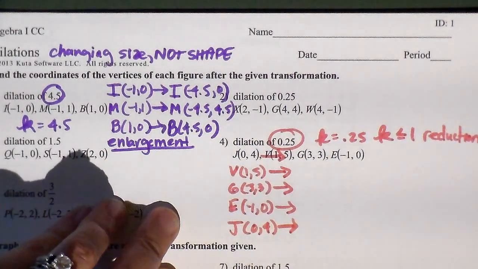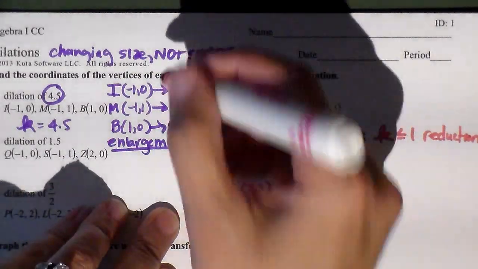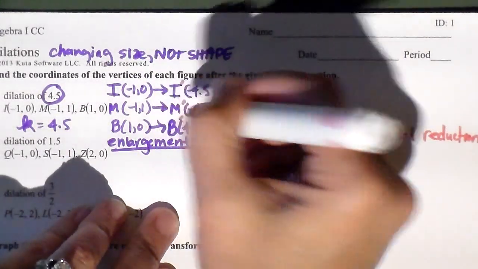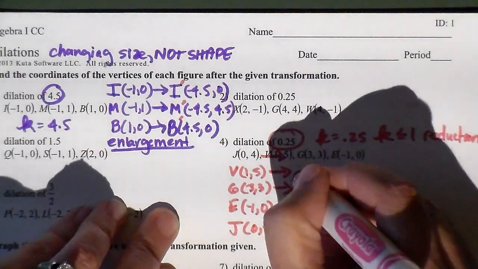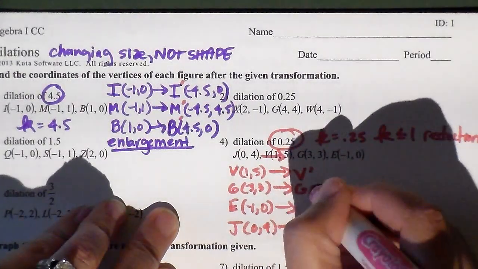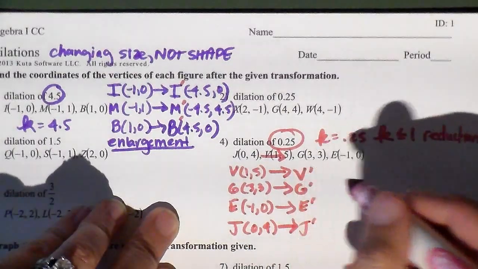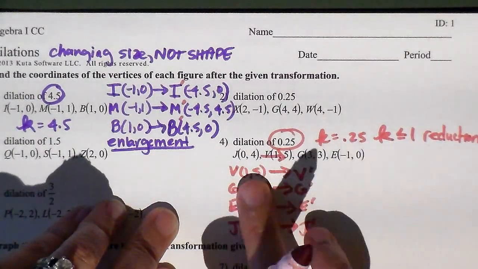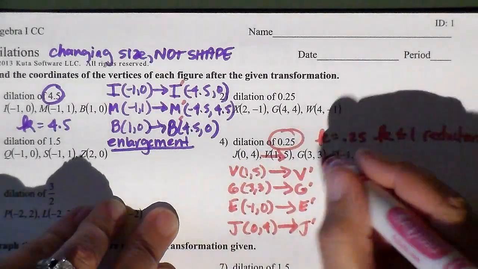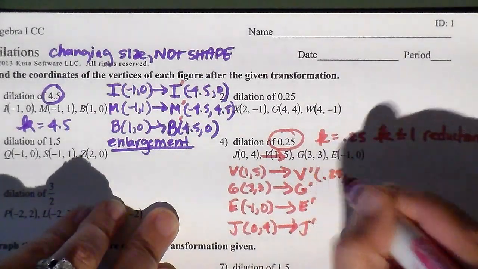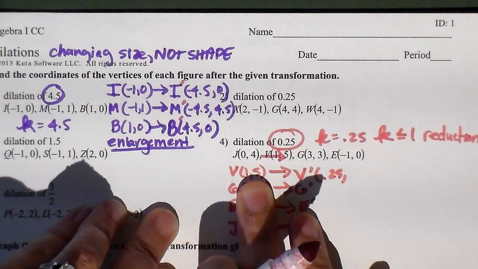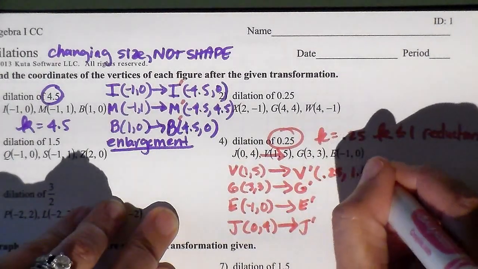I'm going to apply my dilation rules. Again, this should have been primes here because these are images. Now, since this is a scale factor smaller than 1, this is a reduction. So I'm going to take 0.25 and multiply it by everything. What's 0.25 times 1? 0.25. 0.25 times 5 is 1.25.